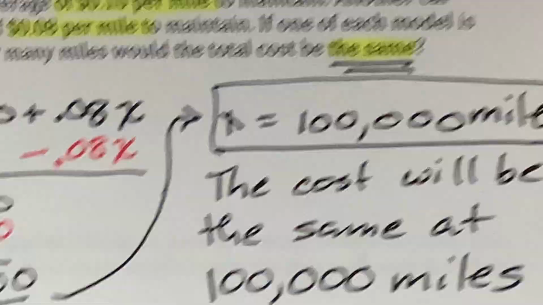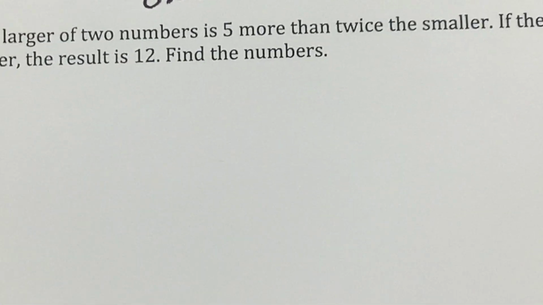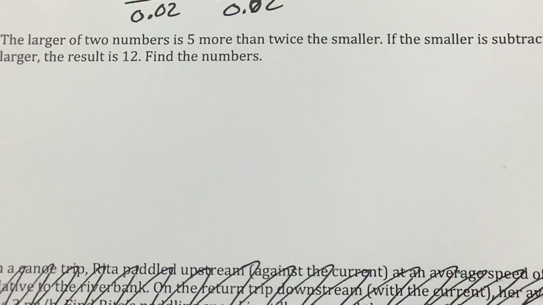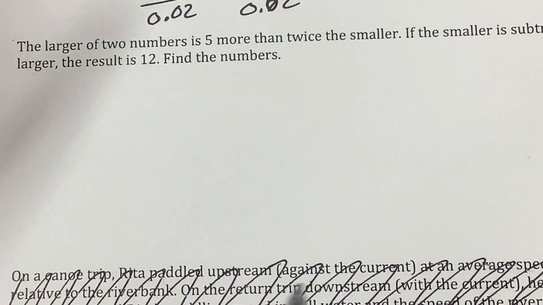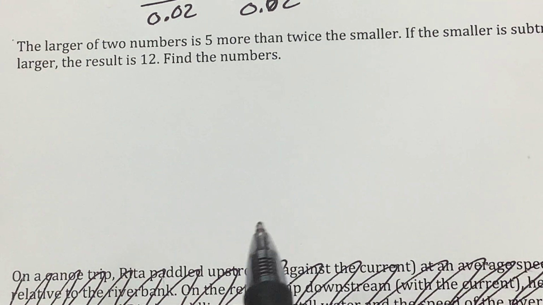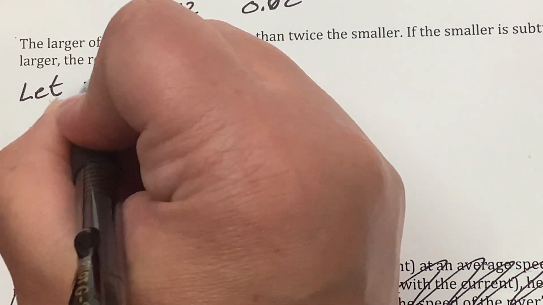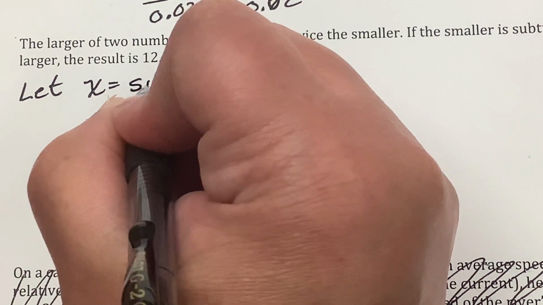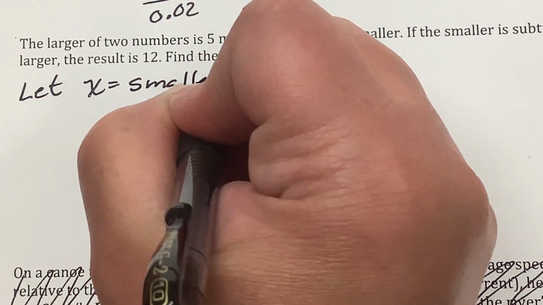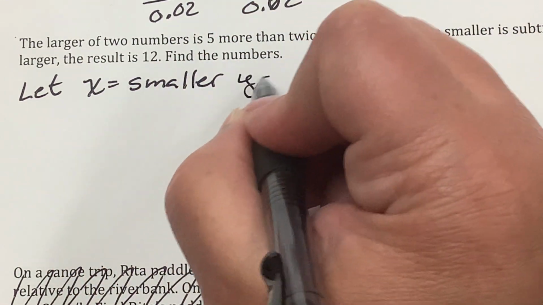All right. The next one is one of those larger than, smaller than number things. It's okay, because we're just going to go slow. The larger of two numbers is 5 more than twice the smaller. So I have to start with a let statement. And I'm going to let x equal the smaller. Not that it matters. You could reverse it. It's okay. Y equal the larger.